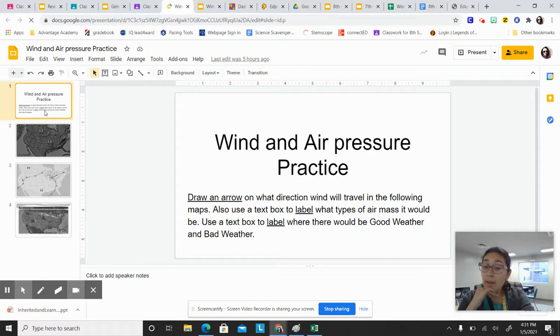Okay, so you're going to be looking at maps, and what I want you to do is draw an arrow on what direction wind will travel in the following maps. You're also going to use a text box to label what types of air masses it would be. So remember the air masses we talked about before break, and then use a text box to label where there would be good weather and where there would be bad weather.